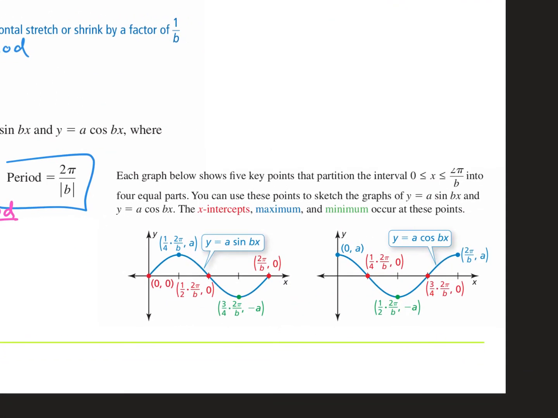So if we look at that little paragraph to the right, it says each graph below shows 5 key points that partition the interval 0 to 2 pi into 4 equal parts. So those 4 equal parts are our increments. And every time we graph our sine and cosine graph, we are going to need 5 key points.